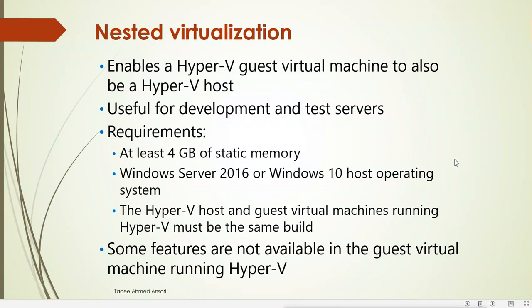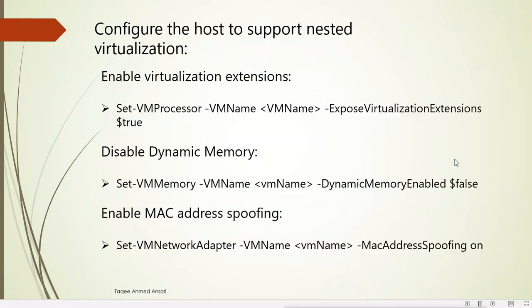And what we have to do is enable the virtualization extension first. For doing that, we have the command Set-VMProcessor with the virtual machine name. We have to mention the name of the virtual machine, then use the ExposeVirtualizationExtensions option with it. This will enable the virtualization feature under the virtual machine processor. Then we have to disable dynamic RAM. Dynamic RAM is not supported, so we have to disable it.